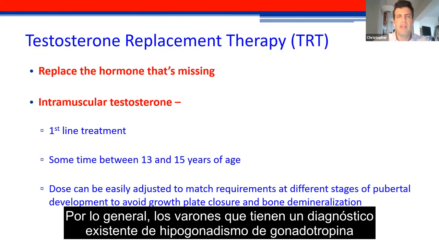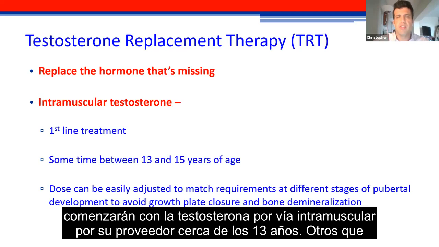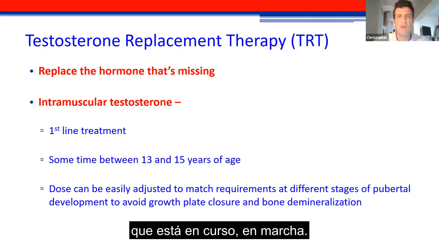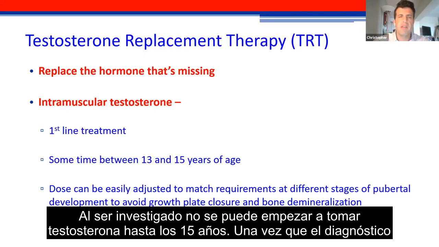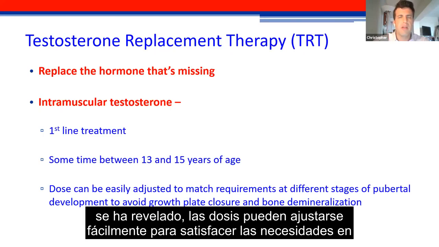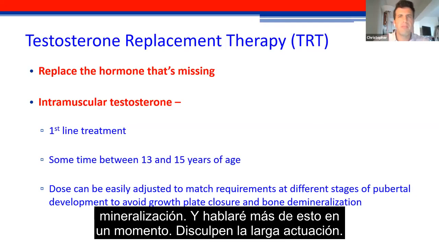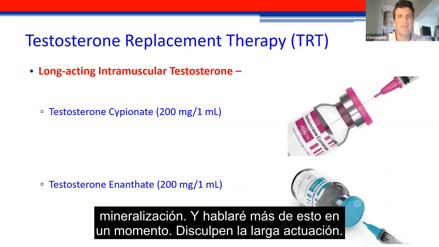It is started sometime between ages 13 and 15. Usually the males who have an existing diagnosis of hypogonadotropic hypogonadism will start testosterone intramuscularly by their provider close to age 13. Others who may not have a clear-cut diagnosis, where it's something that's ongoing and being investigated, may not get started on testosterone until age 15, once the diagnosis has been revealed. Doses can be easily adjusted to match the requirements at different stages of pubertal development to avoid growth plate closure and bone demineralization. I'll get more into this in just a moment.